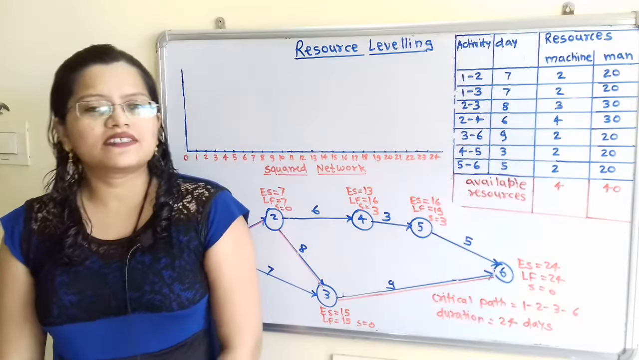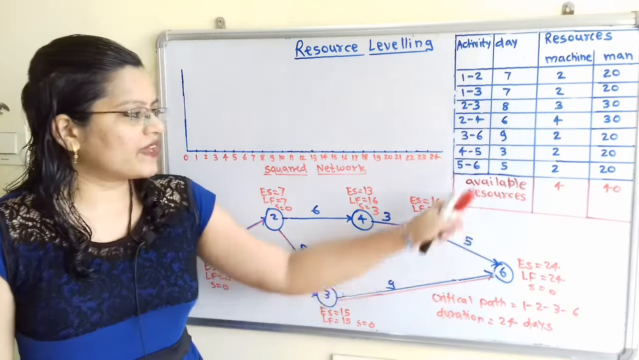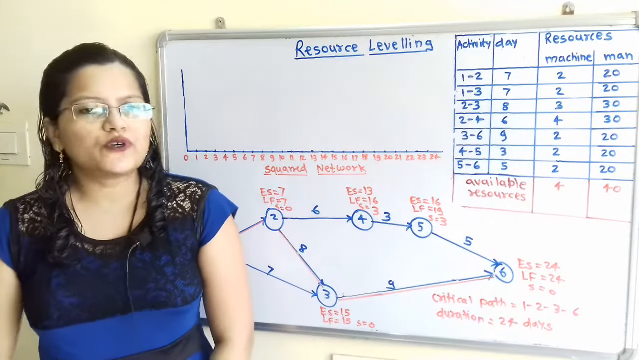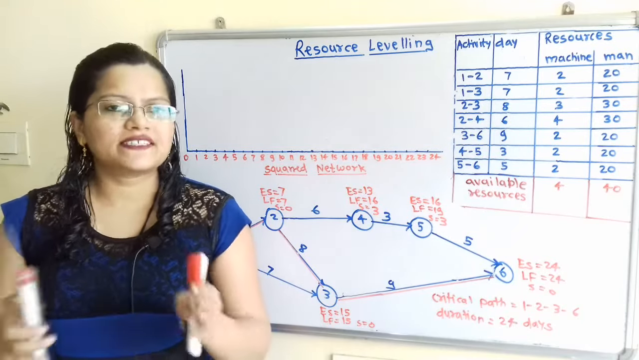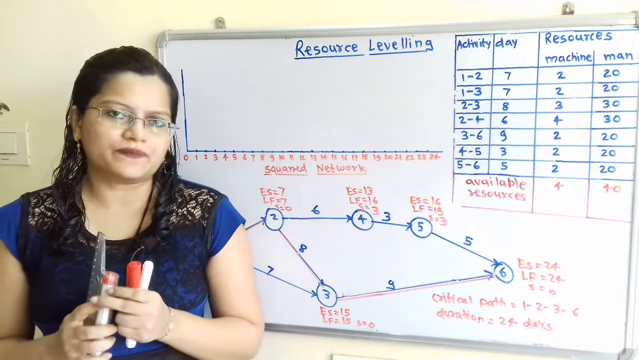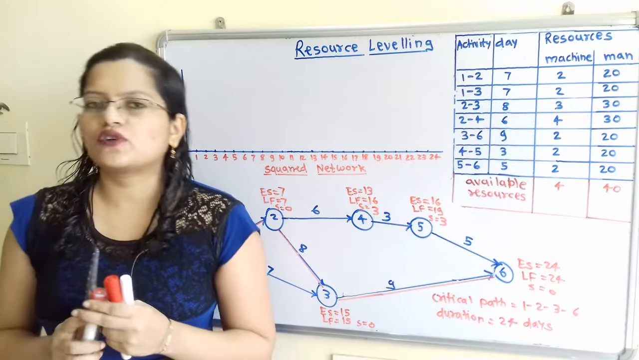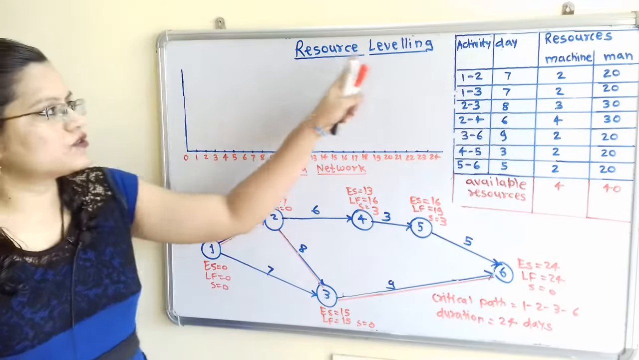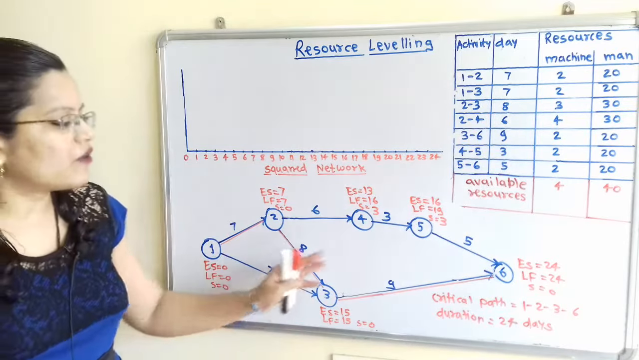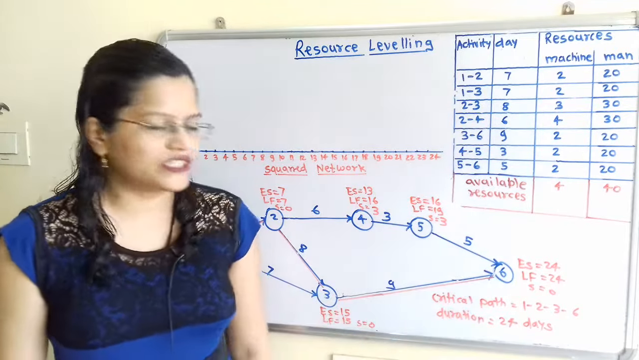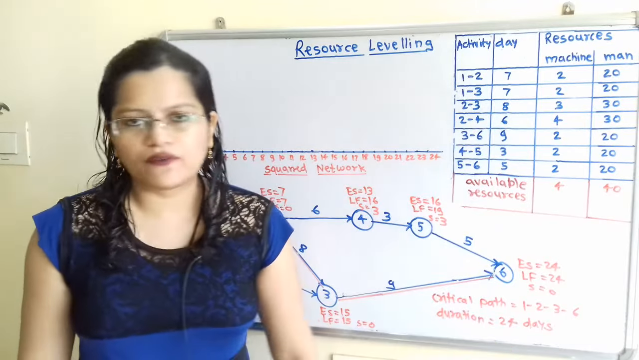In the question, constraints are given for the available resources. So during the operation of resource scheduling, we can extend the project duration. And this type of resource scheduling is known as resource leveling. Now we have calculated the critical path duration, and that is equal to 24 days.